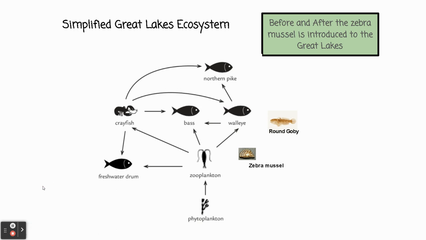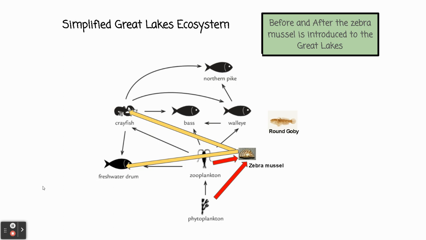And when the zebra mussel was introduced, it started eating both the zooplankton and the phytoplankton. So it got energy from both of those sources. It gives energy to the crayfish and the freshwater drum. So both the crayfish and the freshwater drum will eat it and take its energy because it's the only thing that can crack it open.